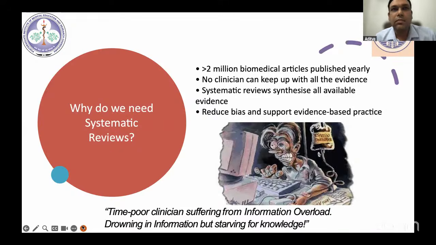Primarily because as residents or young clinicians, we are busy with our surgeries and daily clinical work, and the medical literature is piling up. More than 2 million biomedical articles are published yearly, and that rose exponentially during COVID-19. No clinician can actually keep up with all the evidence. A lot of randomized controlled trials are being published day in, day out. So a systematic review synthesizes all the available evidence, whether observational studies, RCTs, or quasi-randomized studies, or whatever fancy names you can think of. And that gives you unbiased, evidence-based practice.